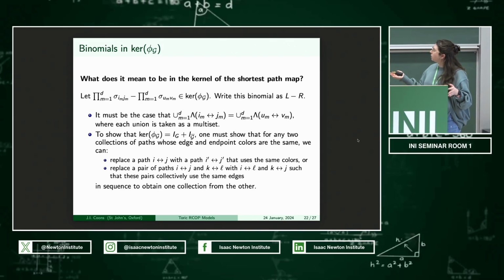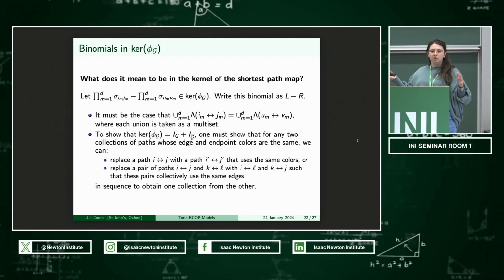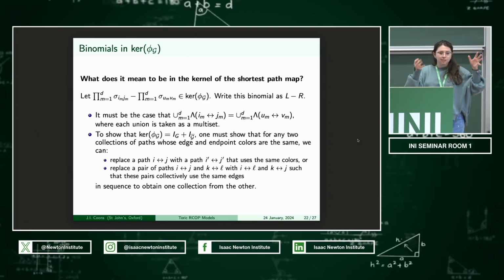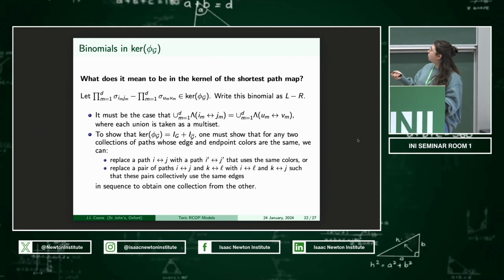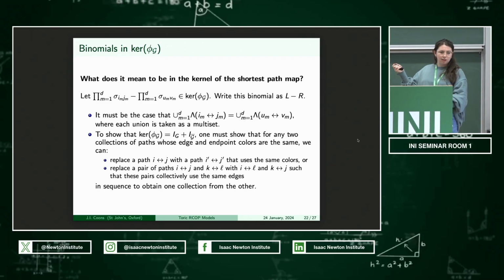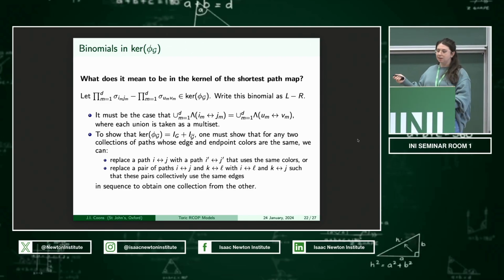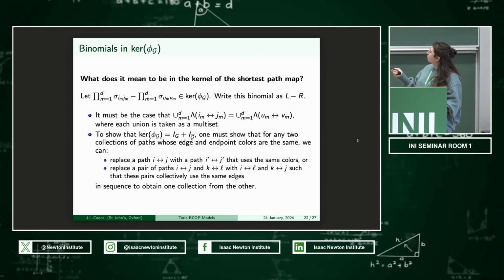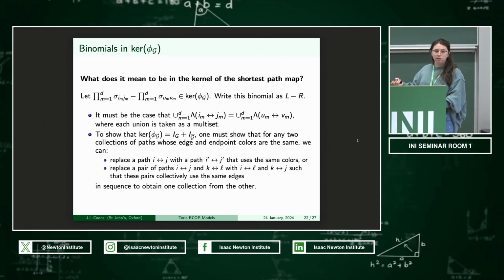And so in order to be in the kernel of the shortest path map, it needs to be the case that the multi-set of all colors used in the union of all of the paths on this side needs to be equal to the same multi-set, the union of all of the paths on this side, where each of the unions is taken as a multi-set. Okay, so that's what it means to be in the kernel of the shortest path map.